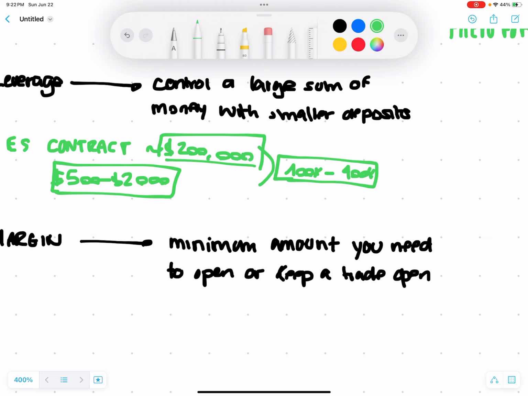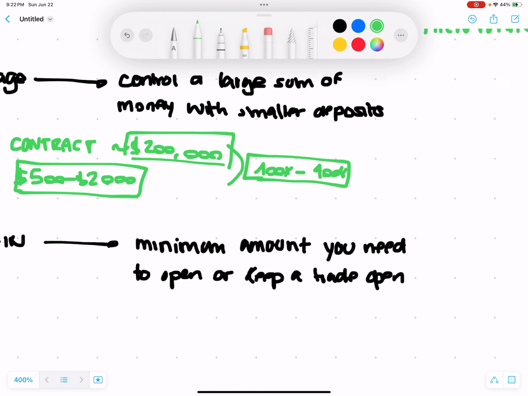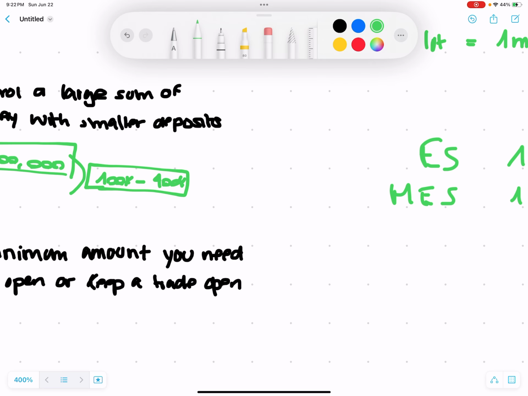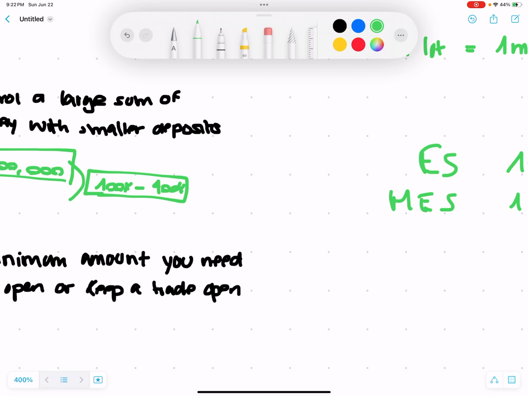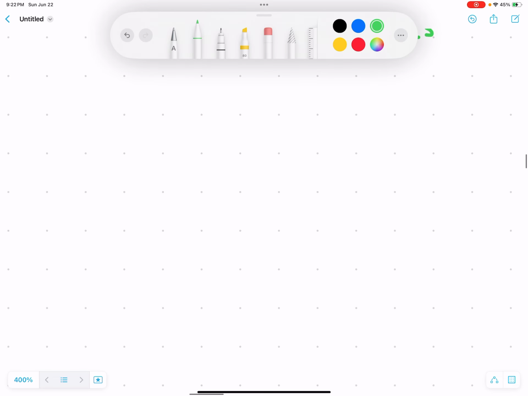That is leverage, and you're going to see that in crypto as well. There are these huge leverages that you can have. You can have a leverage of 1,000. And oftentimes when you look for a broker or an institution to trade with, they're going to show you leverage.